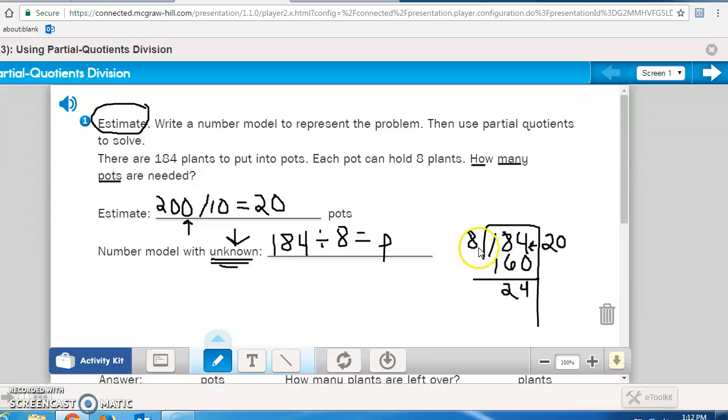How many groups of 8 can I get into 24? 3. 3 times 8 is 24. 24 minus 24 is 0. So what is my partial quotient answer for this problem? It's 23.